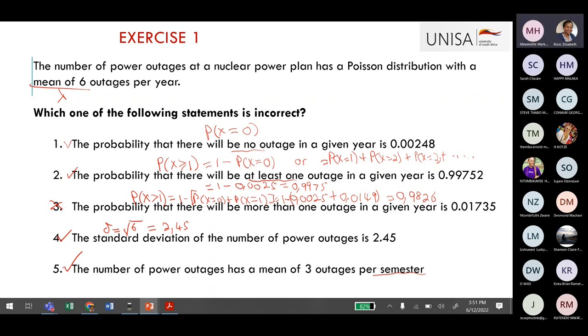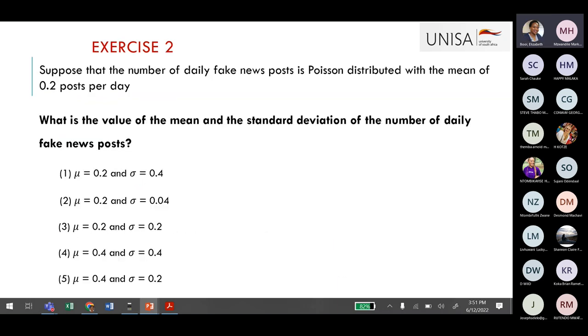Okay. So this is how you will answer the questions when you get them from your assignment or the exam as well. You can be given questions to calculate the probability or calculate the standard deviation or the mean and so on. Let's look at the next one.